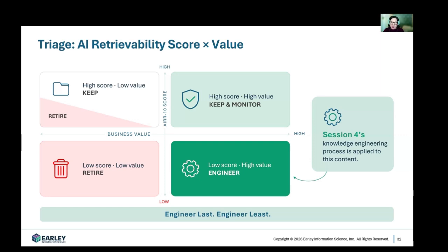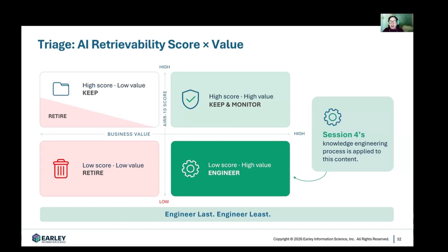You have a high score, high value, and that's great. Keep and monitor that. The content's working, don't touch it. Just make sure it stays that way, right? If you have a high score and low value, that's fine. You can keep it, move on. If you have a low score, low value, let's retire it. This is content that's both poor quality and not worth fixing. The honest answer is to remove it from the corpus. AI doesn't need it. You don't need it, right?